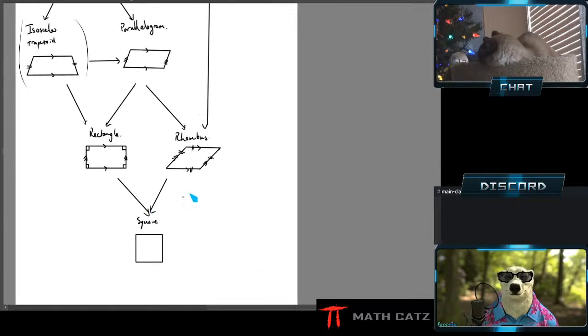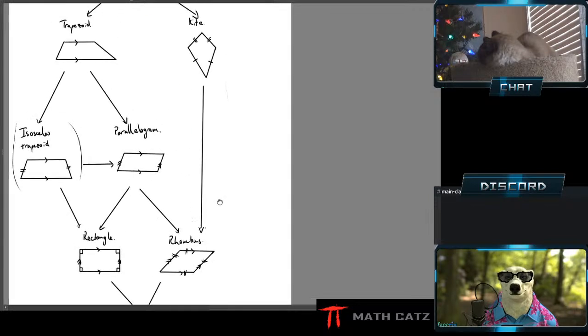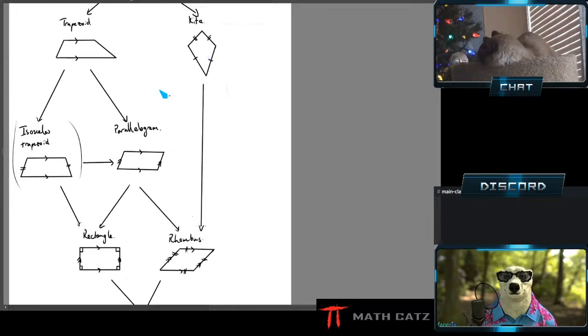The one most people struggle with, in my experience, is the kite. It is a little different. Look, it's sort of on the side here. It's not a part of this nice long chain: trapezoid, parallelogram, rectangle, rhombus, square. That's the familiar chain, right? Kite is sort of on the side, and then it links back up when we get to rhombus.